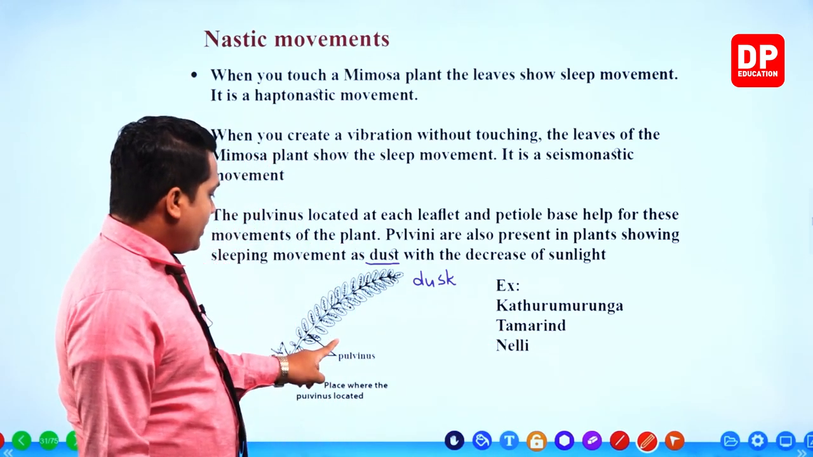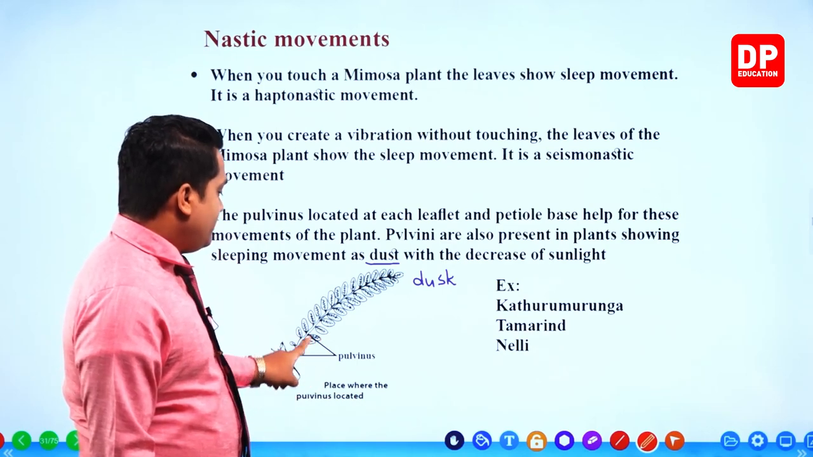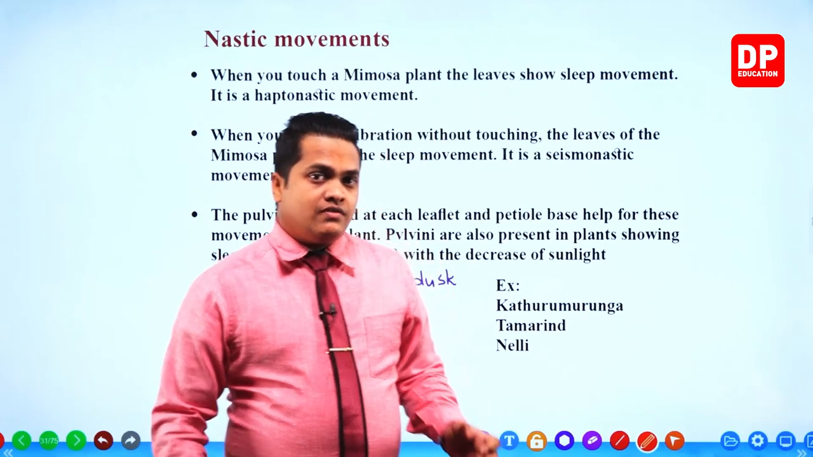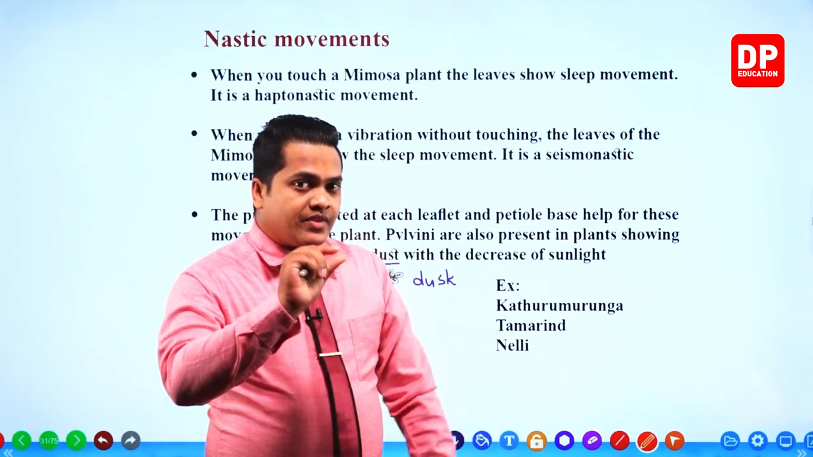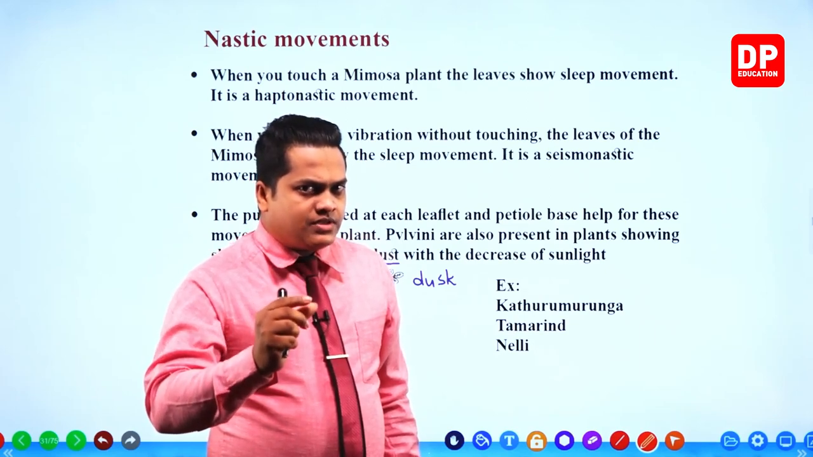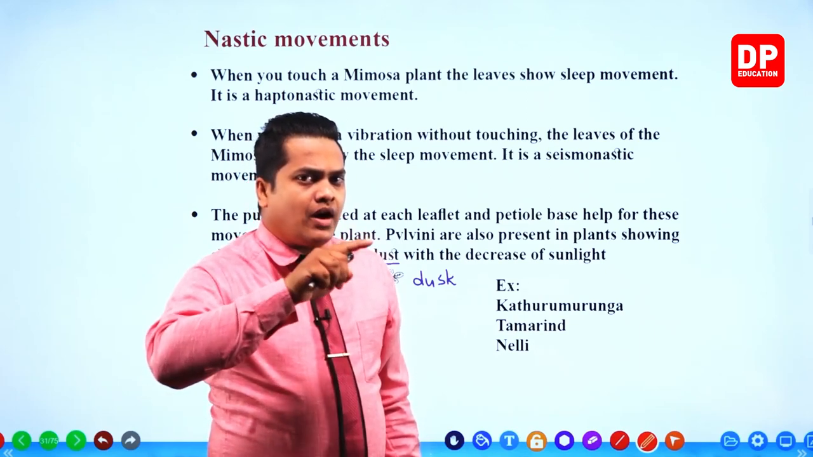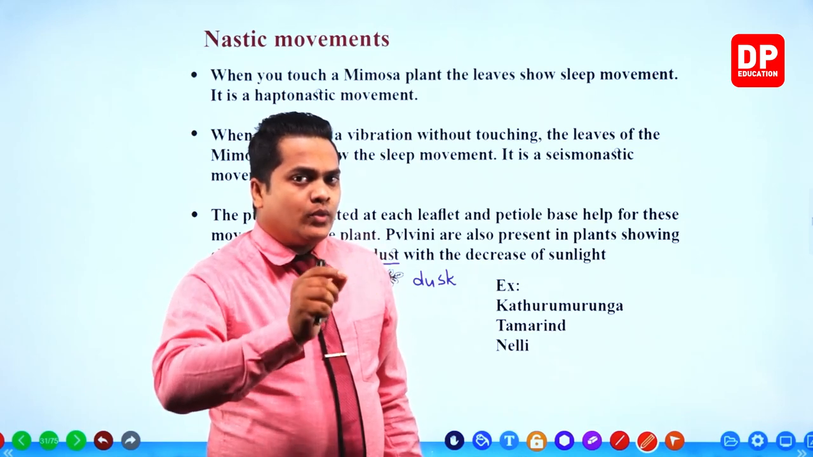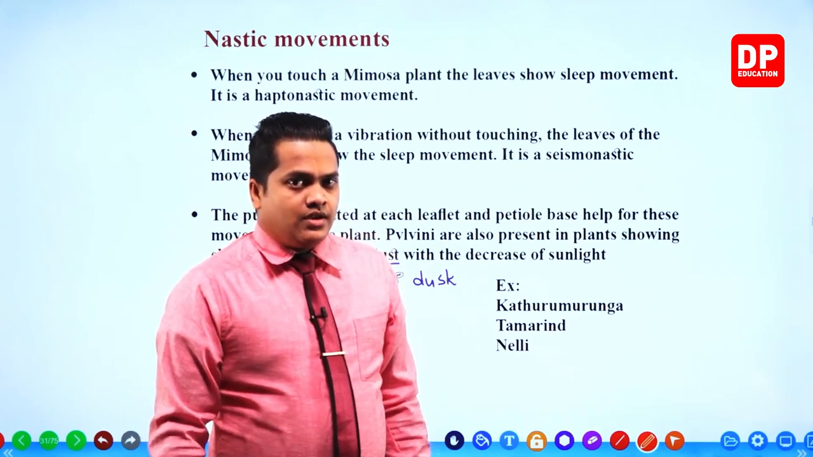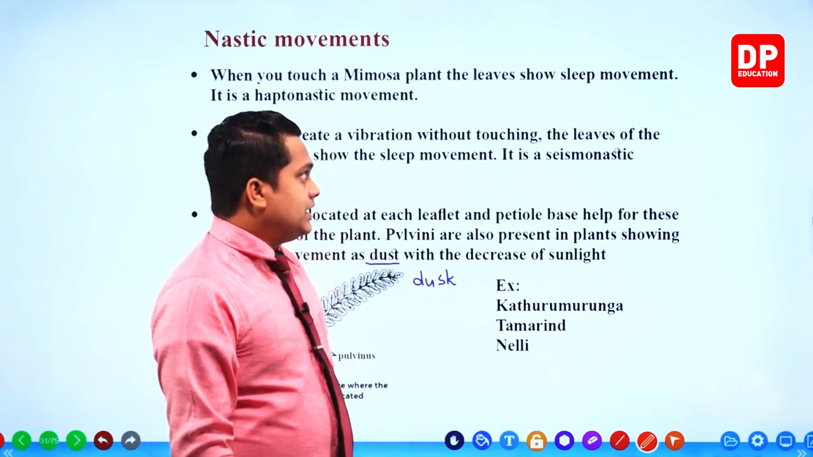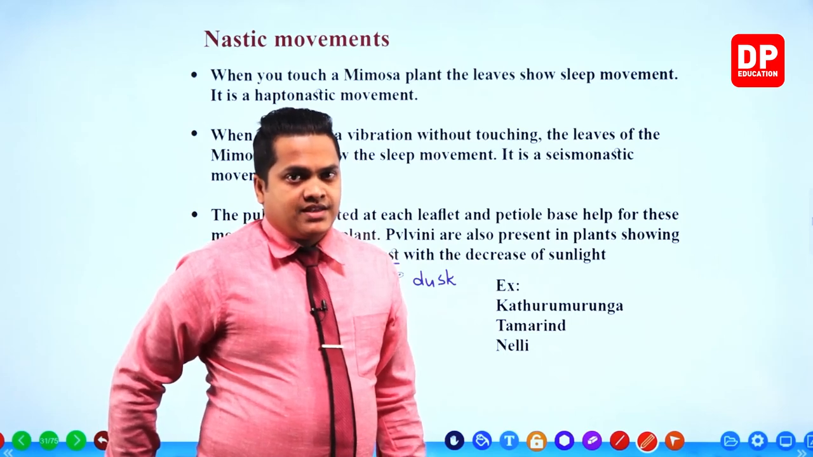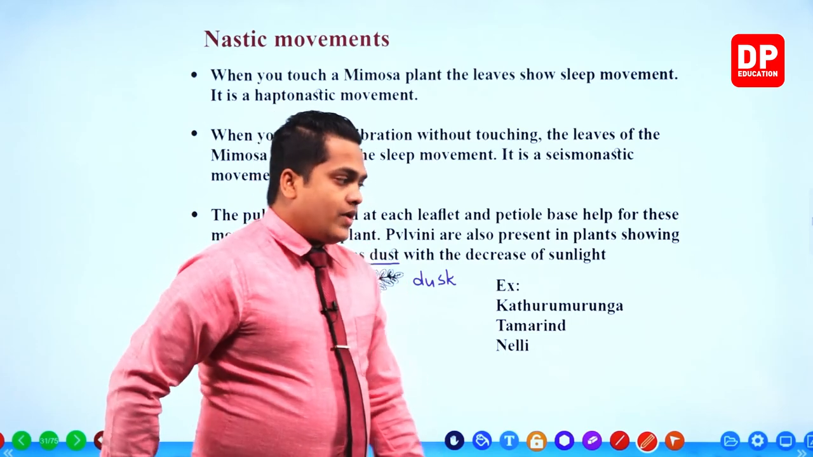So these are the locations of pulvinus, where the pulvinus has been located. It's easy to observe when you take a petiole or the base of the leaflet: you can observe a swollen part. Within that swollen part, you can observe the pulvini. Okay, right. So these are the nastic movements, my dear children.